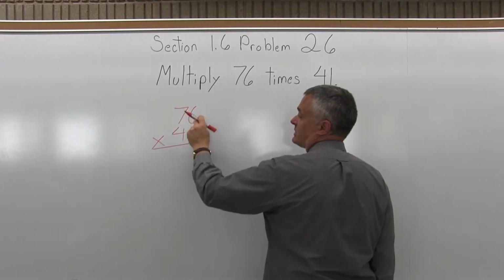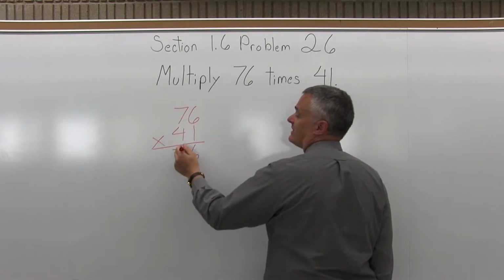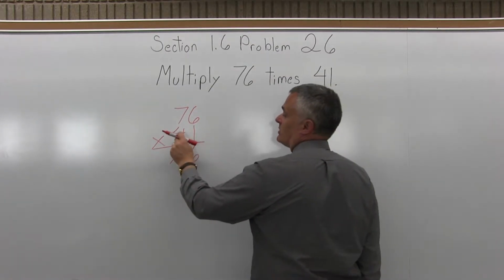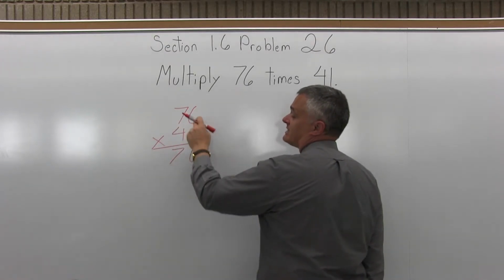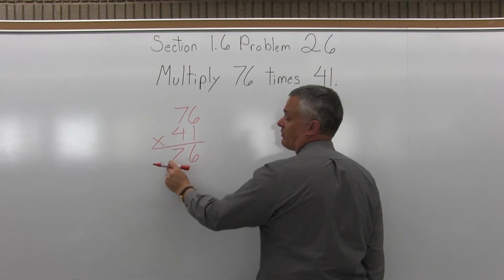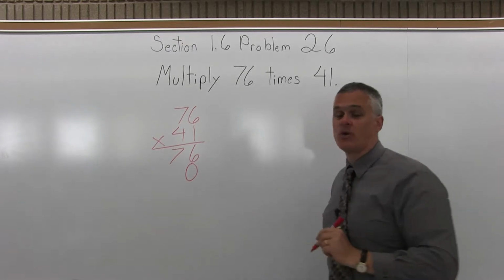so 1 times 76. 1 times 6 is 6, 1 times 7 is 7. Now I can move over to the next digit in the bottom row, which is a 4. So I multiply 4 through the top row. As I start multiplying, I either have to remember the next row down for my answers, I either have to move over 1 to the left or start by filling in a 0 right away.